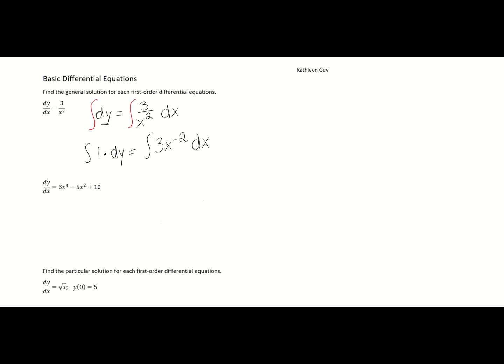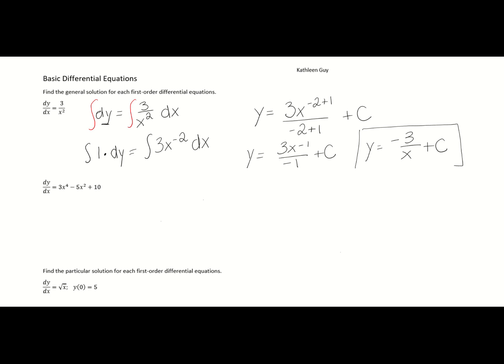On the left-hand side, the antiderivative of 1 in terms of y is just y, because the derivative of y is 1. And on the right, I need to use the power rule. So I'm going to have 3x to the negative 2 plus 1 over negative 2 plus 1, plus c. When I clean that up, I'm going to have 3x to the negative 1 over negative 1 plus c, which means that y will be negative 3 over x plus c. And why do we call this the general solution? Because c can be any constant. So it's a general solution for this differential equation where again c could be any constant.